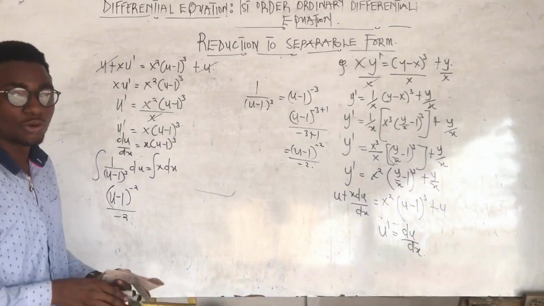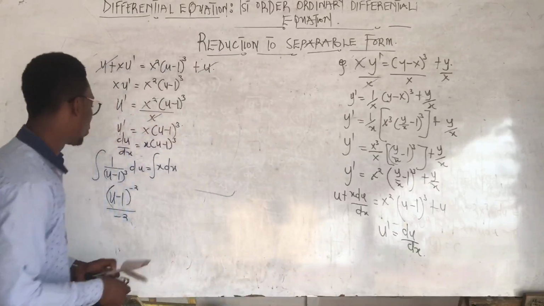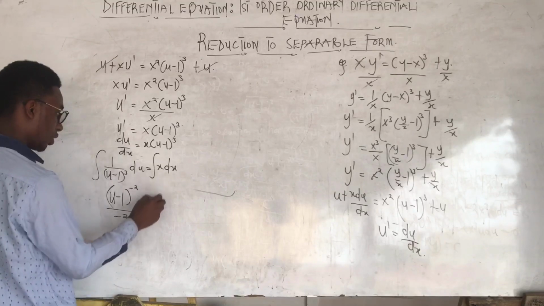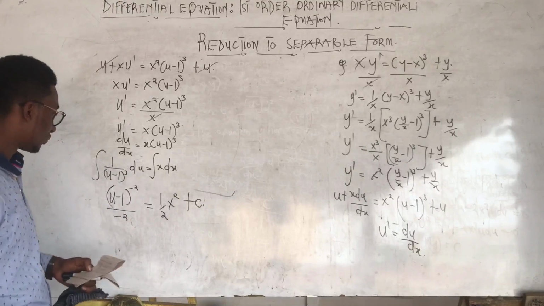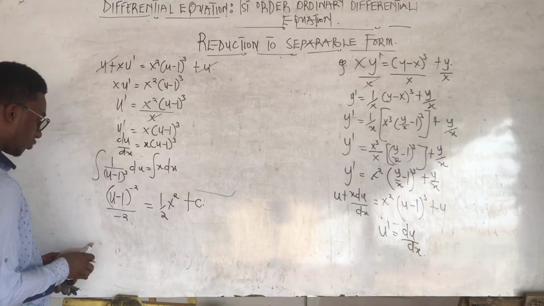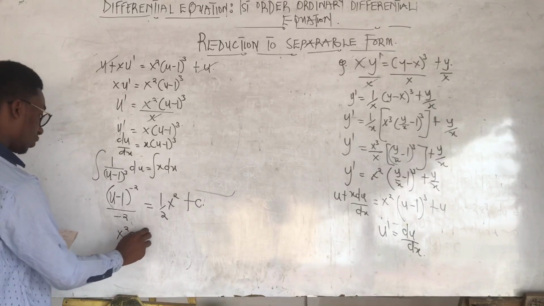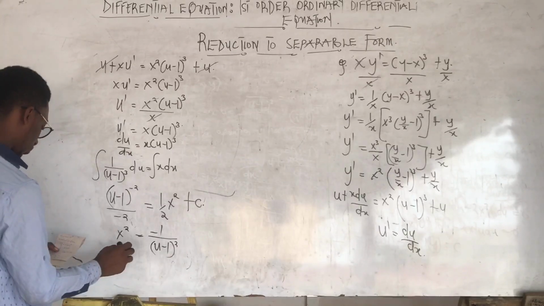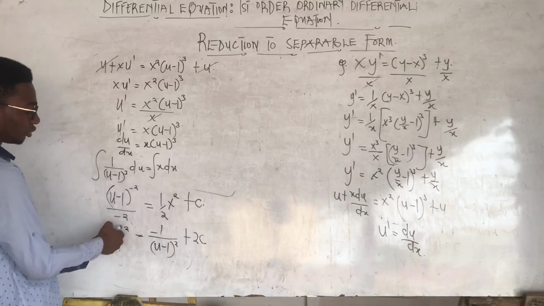These are things I said you should already know from your basic high school. So when you do this integration on both sides, you get half of x squared plus an arbitrary constant, c. Because u is a function of x and y, you have to make x the subject of the equation. So x squared equals negative 1 divided by (u minus 1) squared plus 2c, since you multiply both sides by 2.